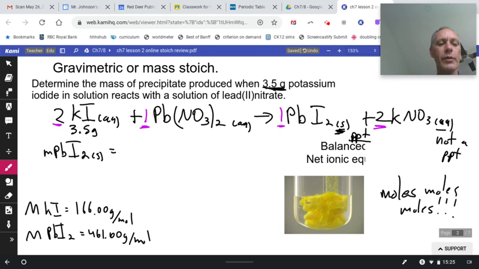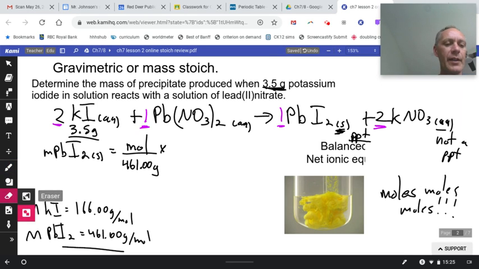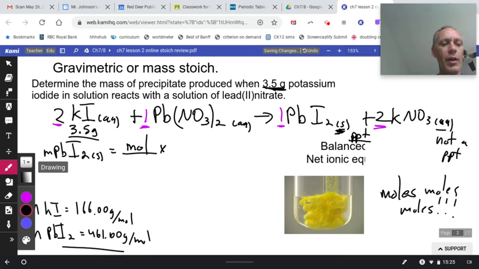Okay, so let's find the moles of PbI2. I have the molar mass of PbI2. Let's flip it so that we have moles on top, 461.00 grams on the bottom. We multiply by the mass of KI. Oh my gosh, I used the wrong one. Back up. Okay, we have moles of KI. My apologies, so we're using KI.